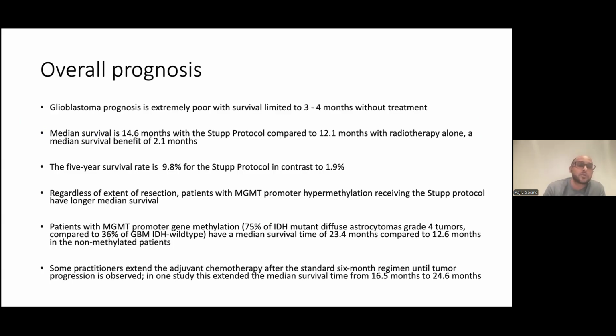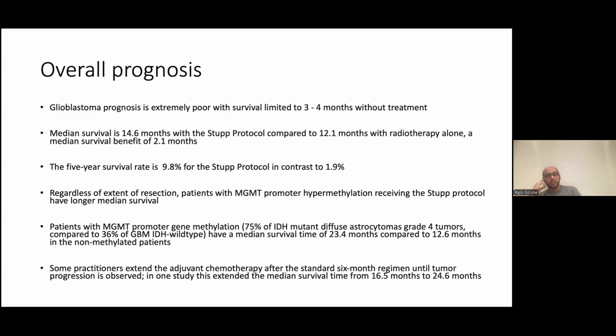In terms of overall prognosis, glioblastoma prognosis is extremely poor, with survival limited to 3 to 4 months without treatment. Median survival is 14.6 months with the protocol compared to 12.1 months with radiotherapy alone, a median survival benefit of about 2.1 months. 5-year survival rate is 9.8% with the protocol in contrast to 1.9%. Regardless of the extent of resection, patients with MGMT promoter hypermethylation receiving the protocol have a longer median survival.